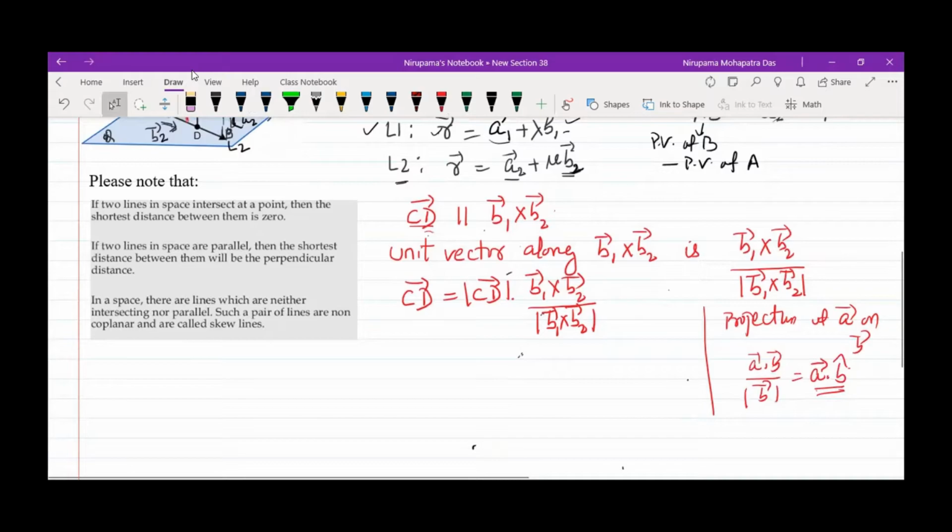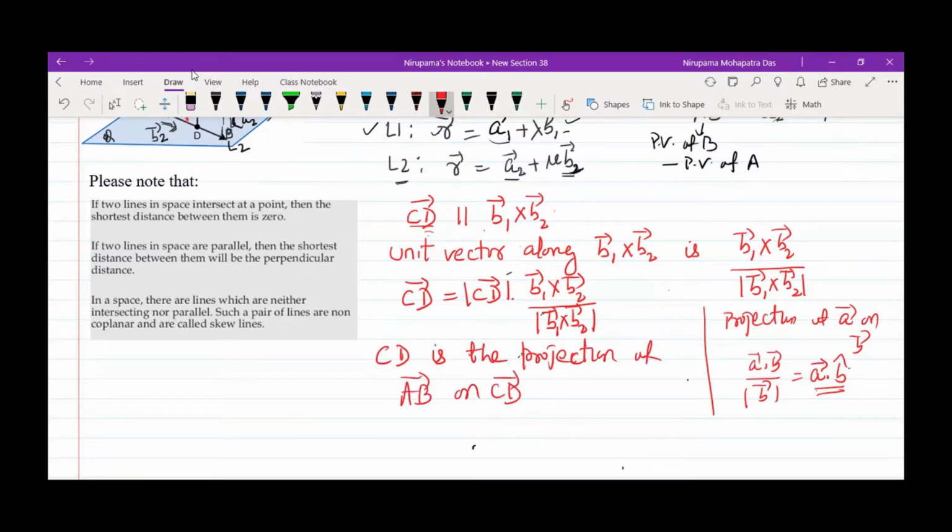So here from the image, what you can see is that CD is the projection of AB vector on CD vector.